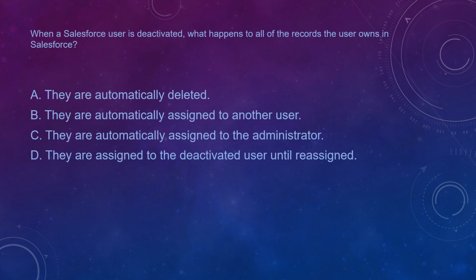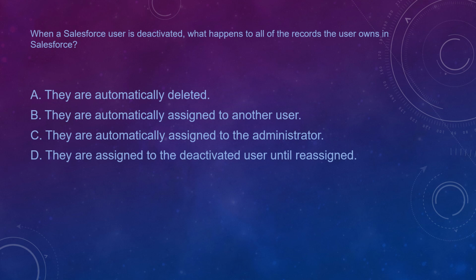When a Salesforce user is deactivated, what happens to all the records the user owns in Salesforce? A, they are automatically deleted. B, they are automatically assigned to another user. C, they are automatically assigned to the administrator. D, they are assigned to the deactivated user until reassigned.